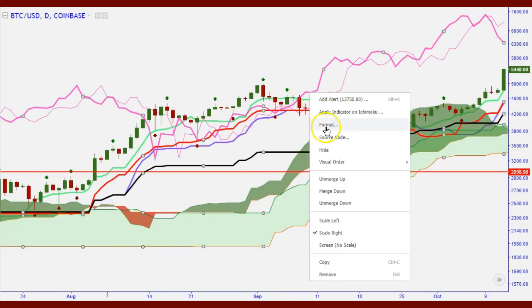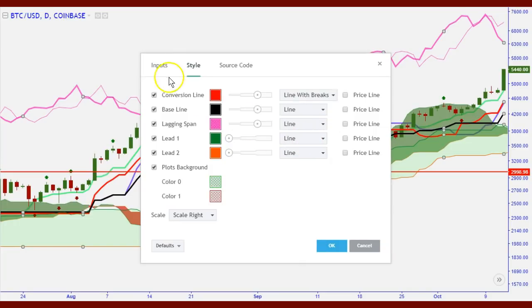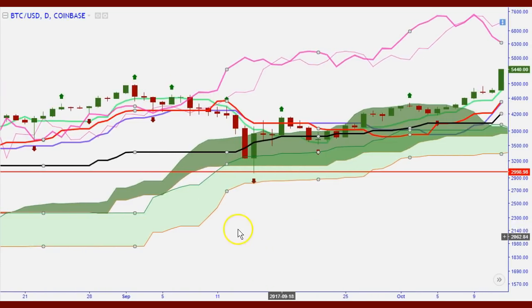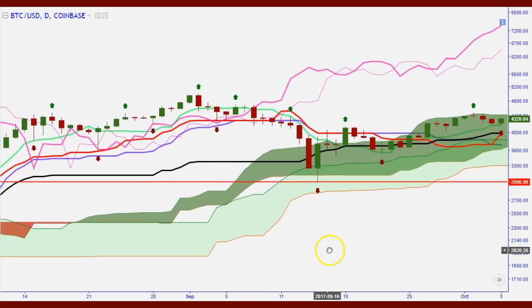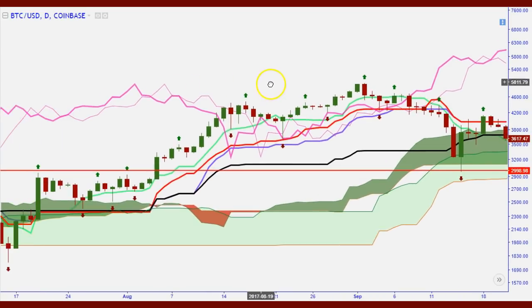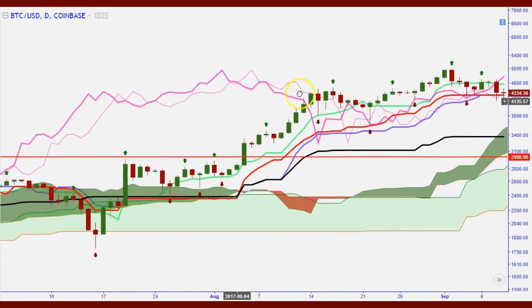Let me make sure that I didn't change this here. So Chikou Span broke out of the price sooner, it looks like, on the advanced setting there. And then we're going to back up a little bit more.